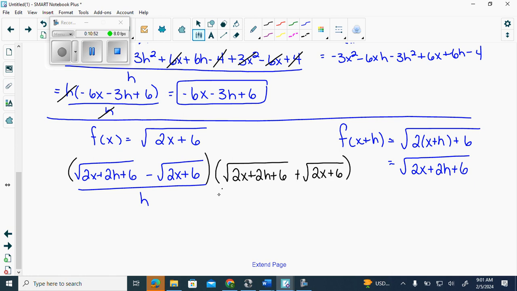Yep, that is a plus sign. I have no idea what you're talking about. 2x plus, it's even the same color, like it was there the whole time. 2h plus 6 plus.